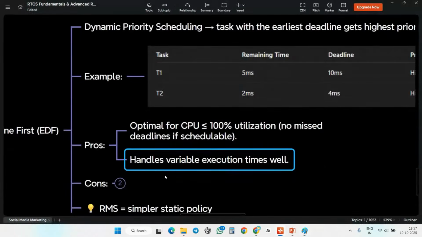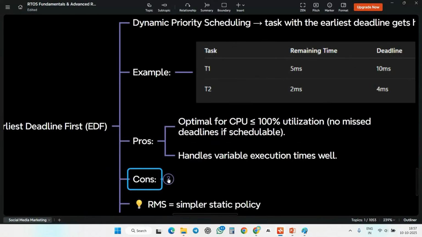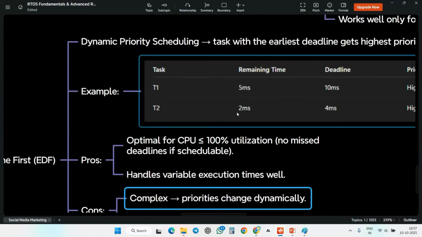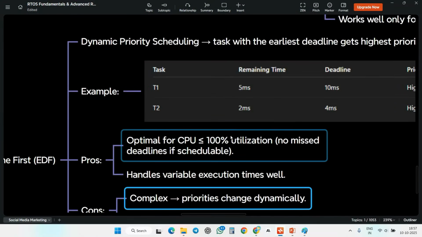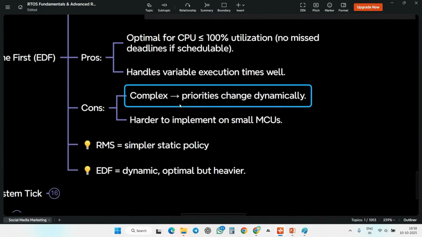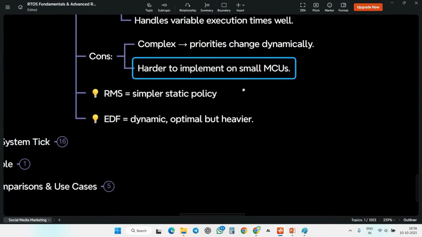So it handles variable execution times well. That is the pro. What are the cons? It is complex, since the priority changes dynamically. When there are 10 tasks, fine, but if it is 100 tasks, the remaining time needs to be checked for all the tasks, and based on that, the priority must be given, so it will get stuck there. So the complexity increases, and it is harder to implement in small microcontrollers.